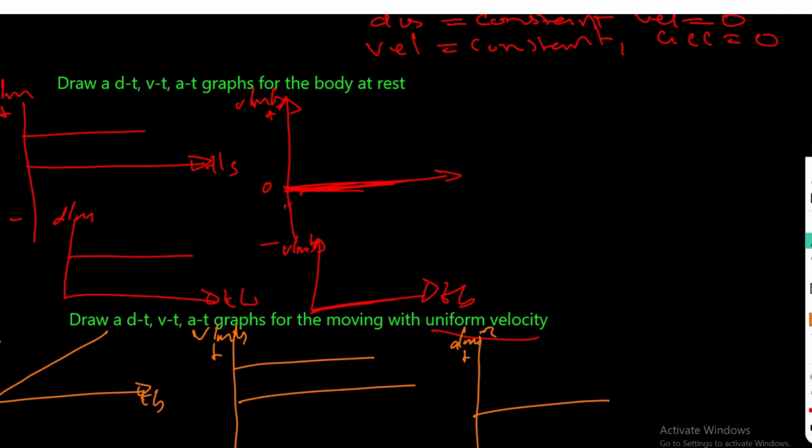This positive, this negative. What do we have? We're going to just have a zero, because a uniform velocity means, as I said, when the velocity is uniform, we have what? Zero acceleration. So we'll just have the graph like this, right?